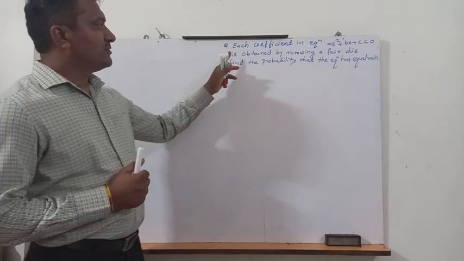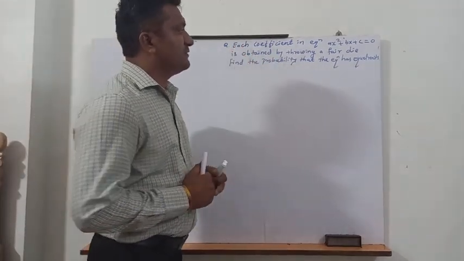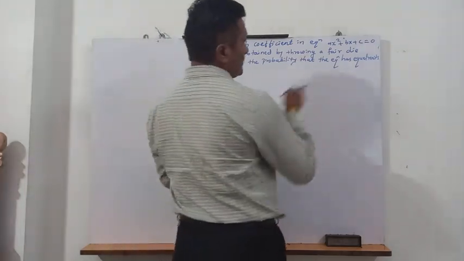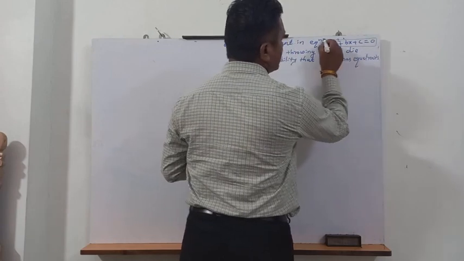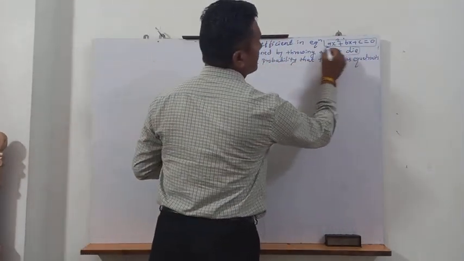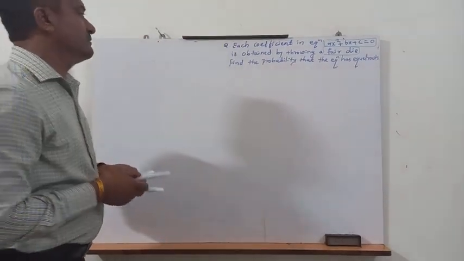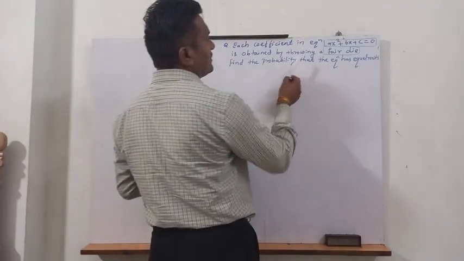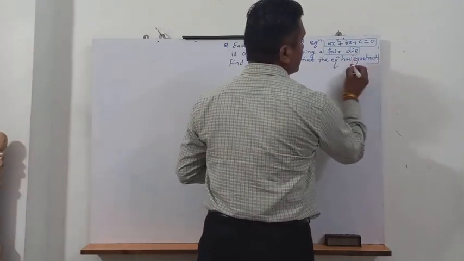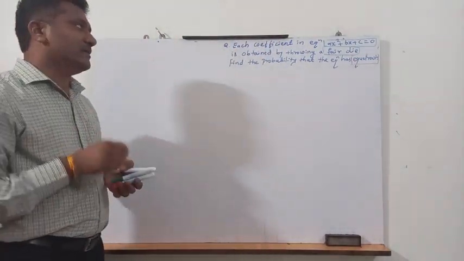The sum which we have to discuss today: each coefficient in the equation ax square plus bx plus c equals 0, this is the one equation in general form provided to you, is obtained by throwing a fair die. This is another important keyword in this particular sum. And then you have to find out the probability that the equation has equal roots. This is the third keyword. So these three important things you want to remember in this particular sum.